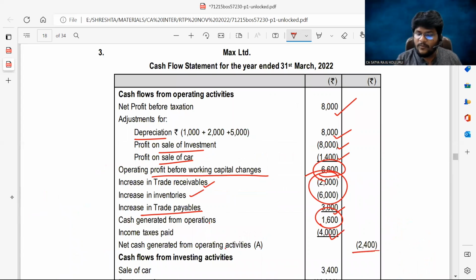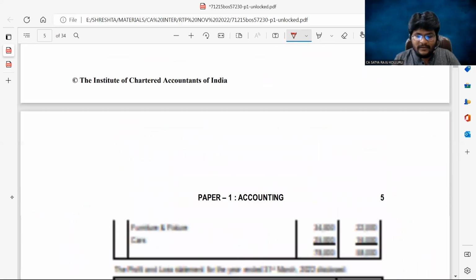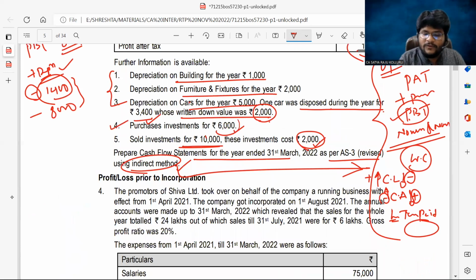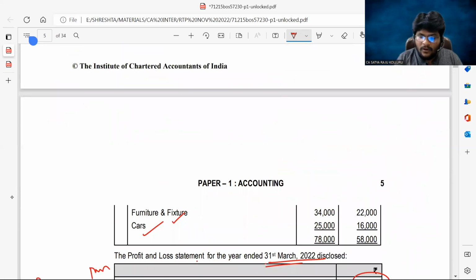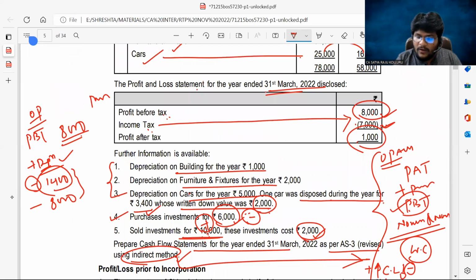Then they got net cash from operating activities. Then investing activities, pretty much easy, guys. Quickly, all of you, come to point number 4: purchase of investment, cash outflow; sold investments for 10,000, cash inflow. One more thing, check the fixed assets, guys. Cars, something was given 16 to 25. That means some purchase and selling happened. That one also you can consider. One car was disposed during the year for 3,400, cash inflow. This is also an investing activity.